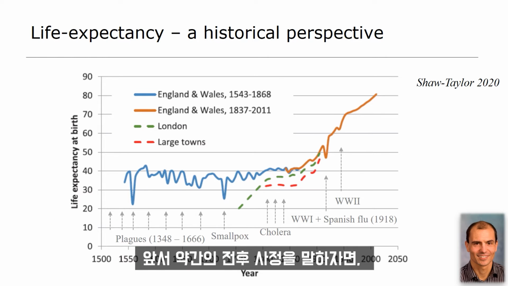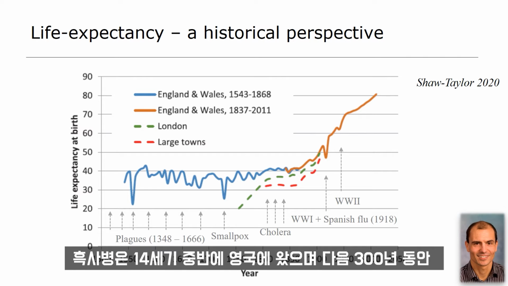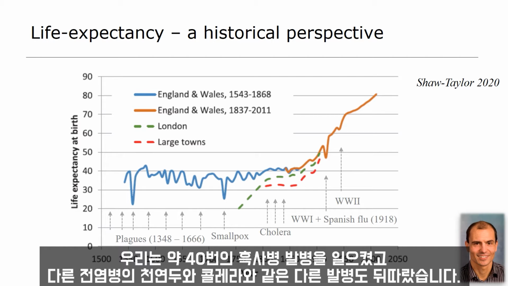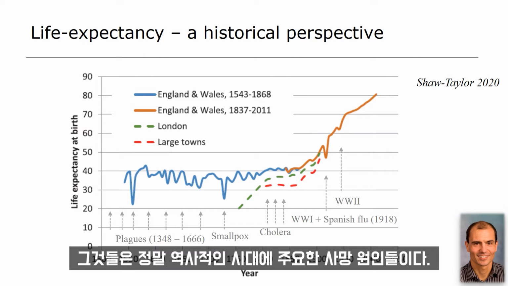However, beforehand, just a little bit of context. So the Black Death came to England in the mid 14th century, and over the next 300 years we had about 40 outbreaks of the plague, followed by other outbreaks of other infectious diseases, such as smallpox and cholera. And those were really the main causes of death in historic times.